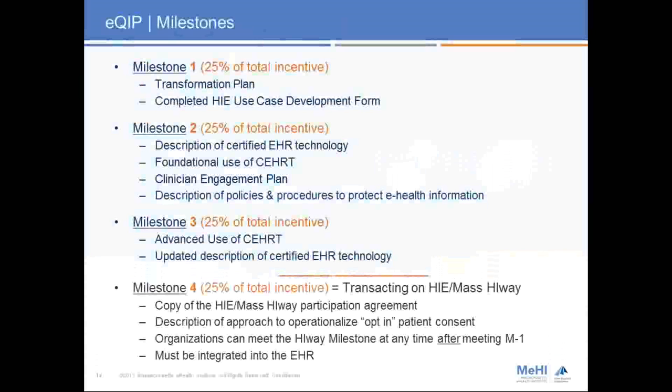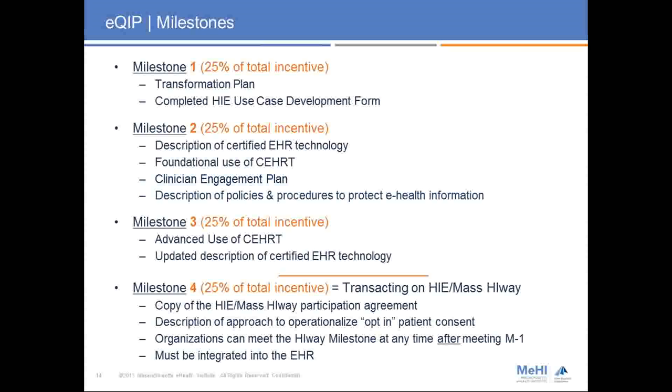Milestone 2 requirements include a description of the organization's certified EHR technology, demonstration of foundational use of the certified EHR technology, a plan to engage all clinicians who diagnose or prescribe and prepare them for the use of the certified EHR technology, and a description of the organization's policies and procedures adopted to protect electronic health information. Milestone 3 requires a demonstration of advanced use of certified EHR technology, plus an updated description of the grantee's technology.